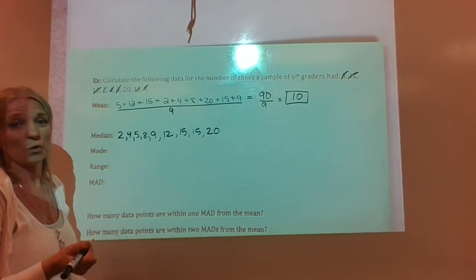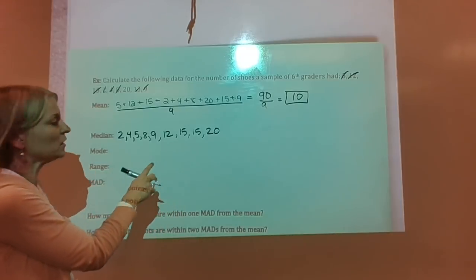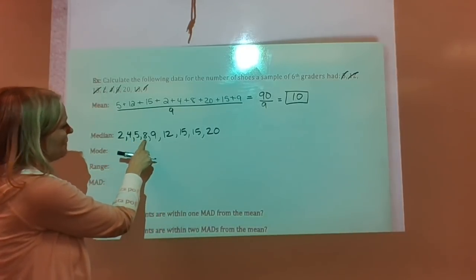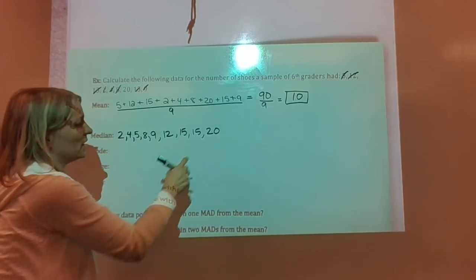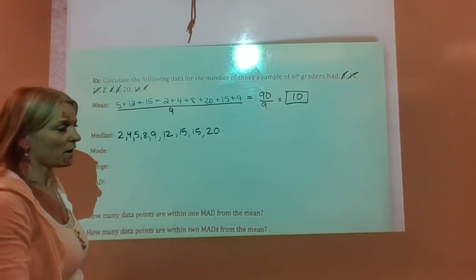Guys, when you're putting them in order, I always go through and count and make sure I have all 9 data points or however many you're supposed to have. So 1, 2, 3, 4, 5, 6, 7, 8, 9. It's really easy to make a mistake. If you miss one number, then it's all off, okay?